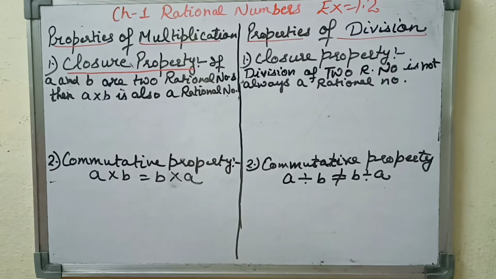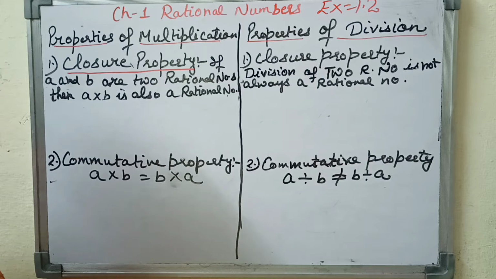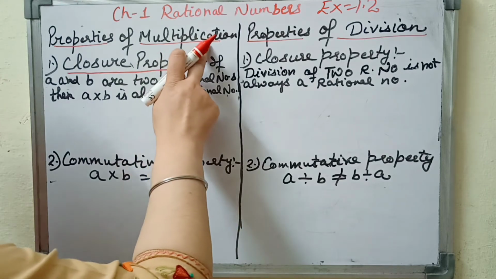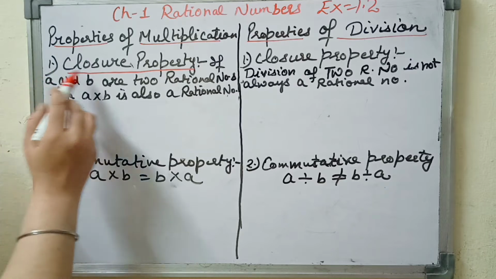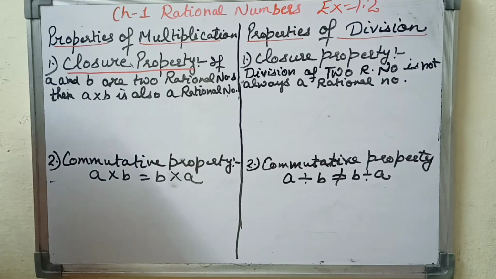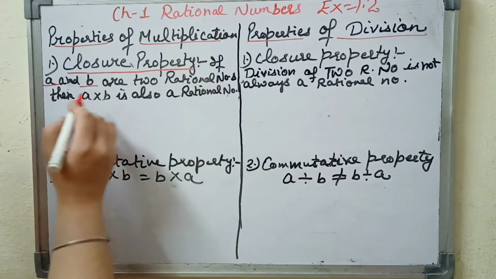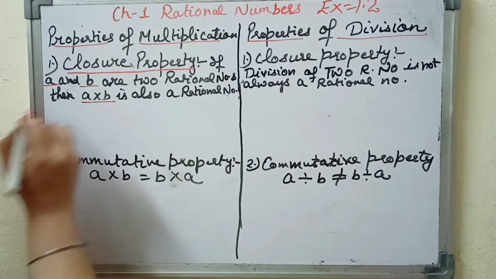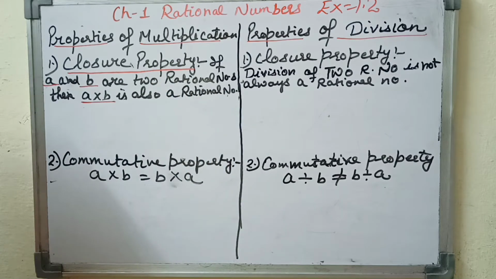Good morning students. Today we will discuss exercise 1.2, which is based on the properties of rational numbers under multiplication and under division. The first property is the closure property, which you already discussed in exercise 1.5 under addition and subtraction. Now in multiplication, if A and B are two rational numbers, then A multiplied by B, that is the product of the two numbers, is also a rational number.